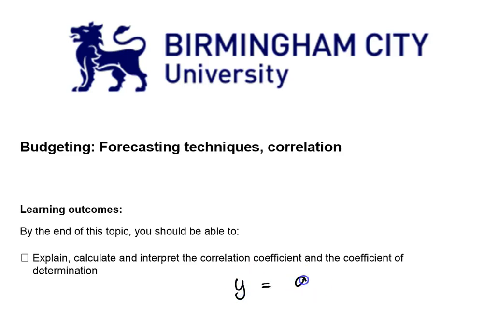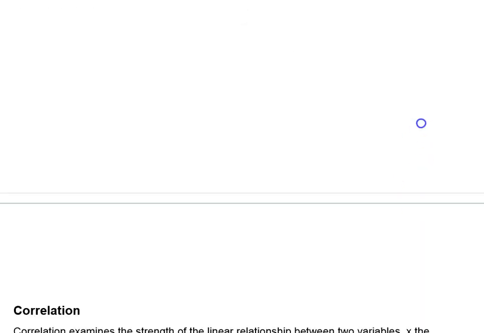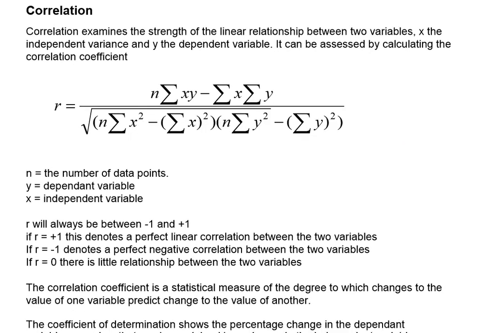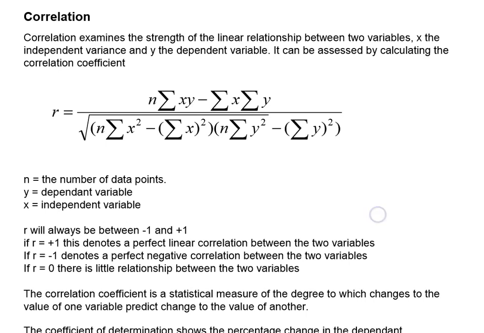Previously, we've looked at the linear equation y equals a plus bx and used regression analysis to calculate numerical values for a and for b to provide us with an equation we can use for forecasting. Correlation examines the strength of that linear relationship, looking at x, the independent variable, and how it impacts on y.